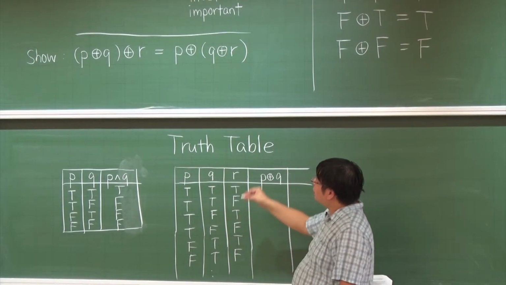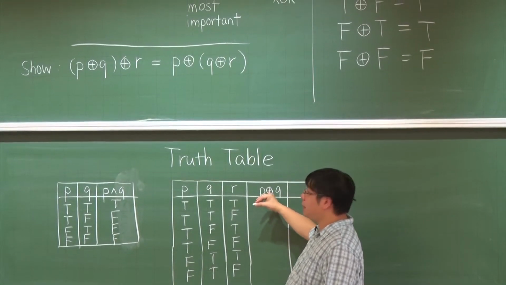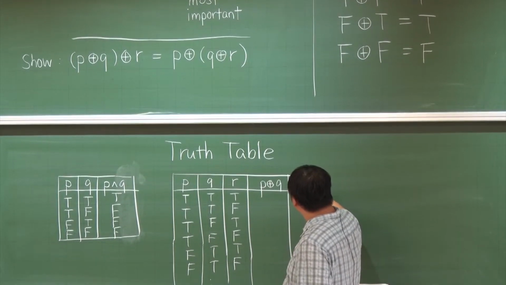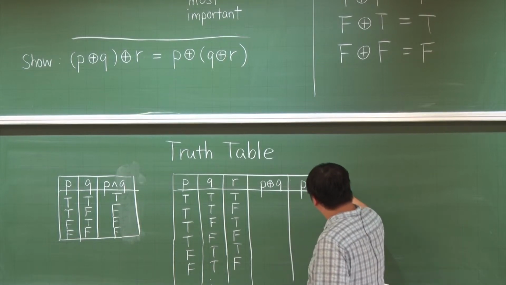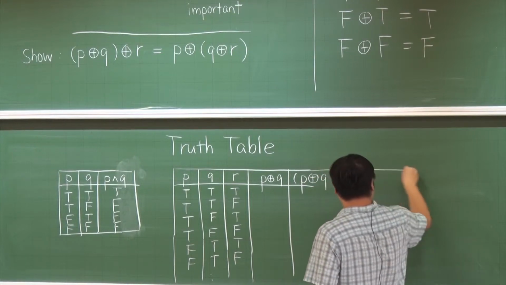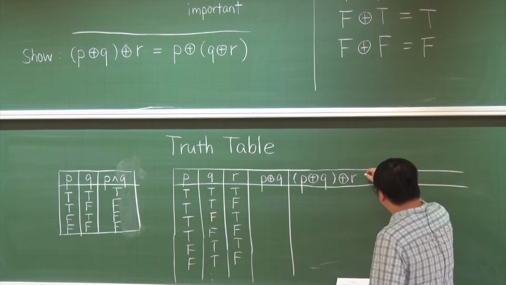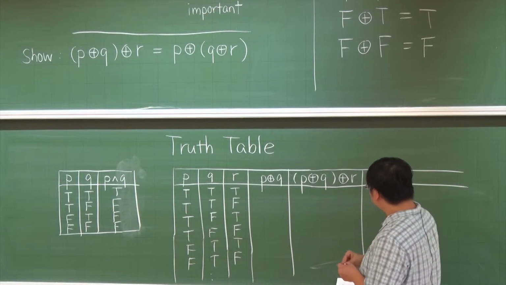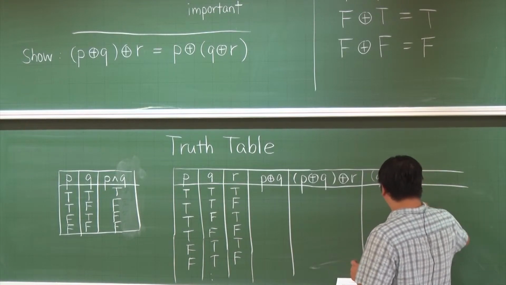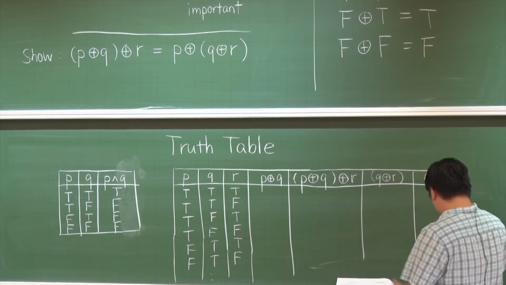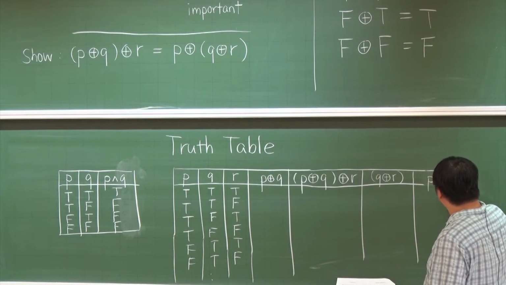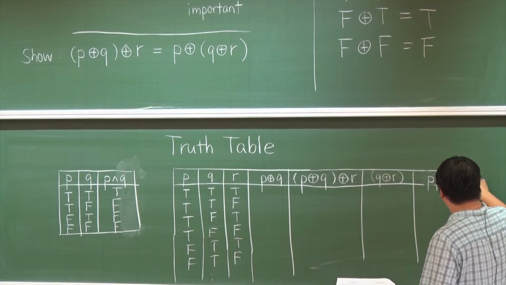On the left-hand side, we know what R is because R is already there, but we don't know what P exclusive or Q is. So this is a term that we want to find out. And then P exclusive or R. Okay, so this table becomes very long now. And then we also have Q exclusive or R, and then this one, P exclusive or Q exclusive or R.